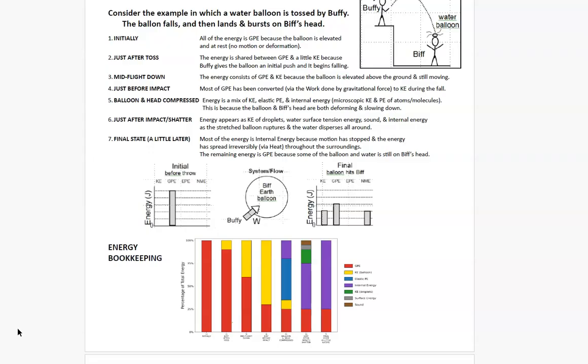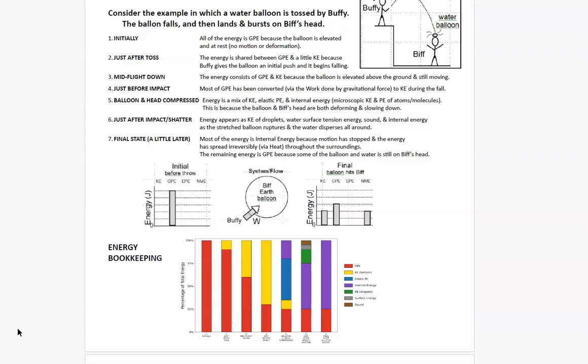So initially, all the energy is gravitational potential energy. We're looking at number one, because the balloon is elevated and at rest, there's no motion, no deformation of the balloon. She tosses it, so immediately after she tosses it, there's energy shared between the gravitational potential energy and a little bit of kinetic energy, because now the balloon is moving and the balloon is dropping down, so it's losing gravitational potential energy, but it's gaining kinetic energy.